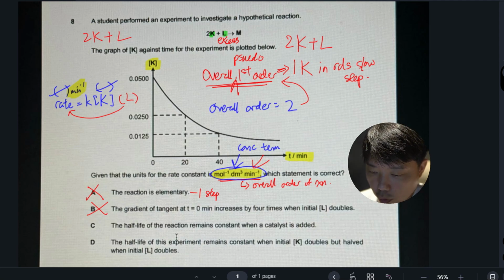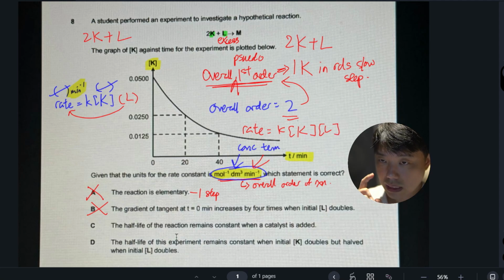Okay, and overall order is only 2, which means that our rate equation looks something like this. Rate equals to K, concentration of K, and concentration of L. This is like overall second order. Okay, this is the actual rate equation without making L in large excess. Okay, so L is first order as well. So when concentration doubles, the rate should double. Okay, rate is equated with your gradient here.